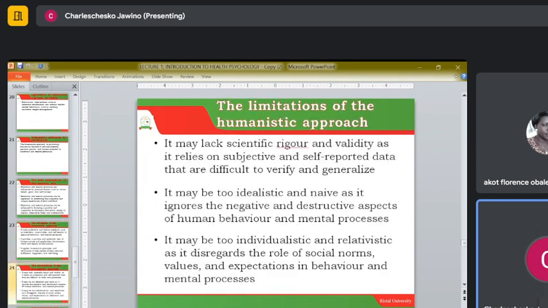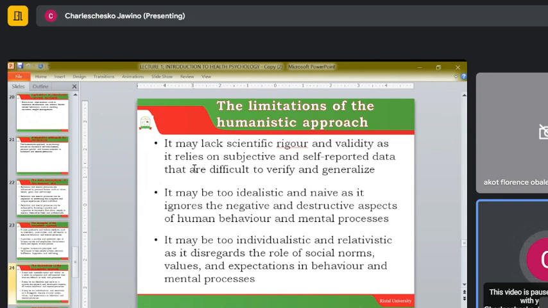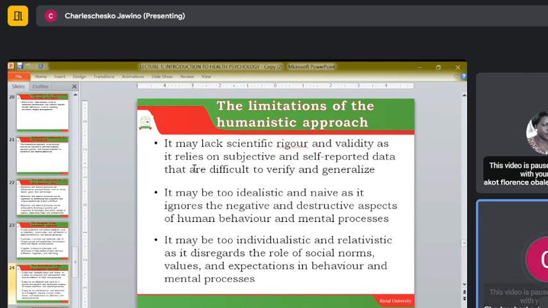Limitations. It may lack scientific rigor and validity as it relies on subjective and self-reported data that are difficult to verify and analyze. For example, in the humanistic approach, we might find out what your goals are. We might even ask you, what are your goals of life? What do you want to achieve in life? And you will tell us. But again, we don't know whether you have lied or not. There's no way we can prove that.